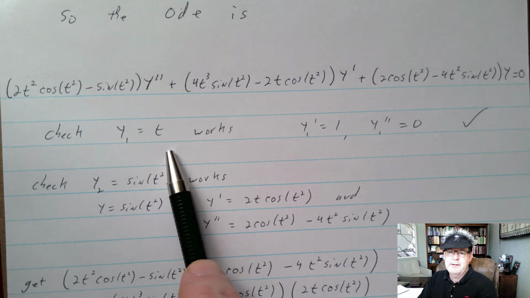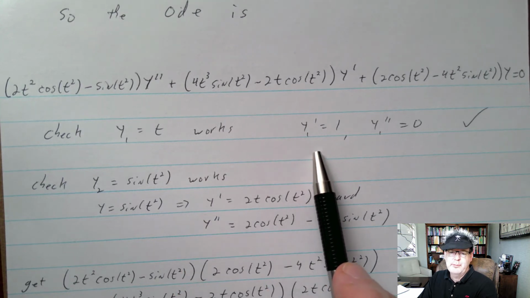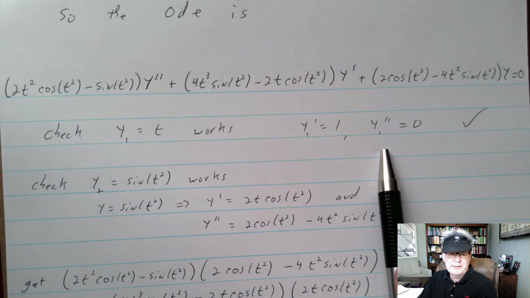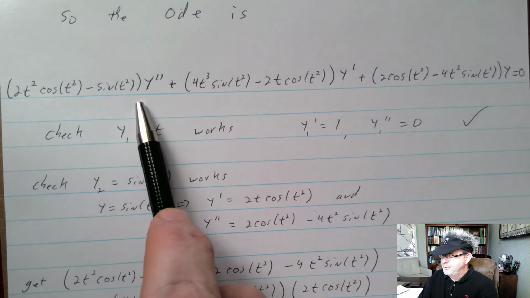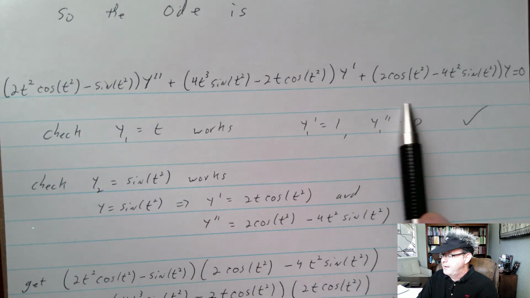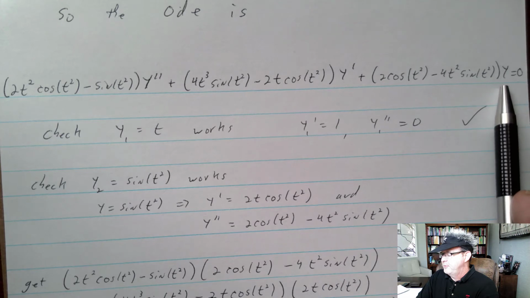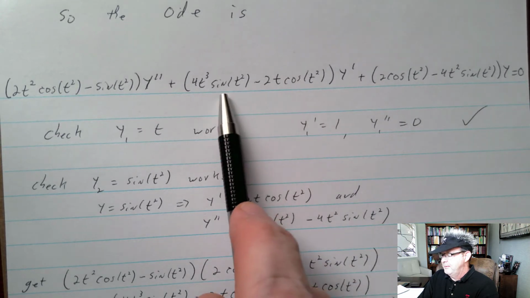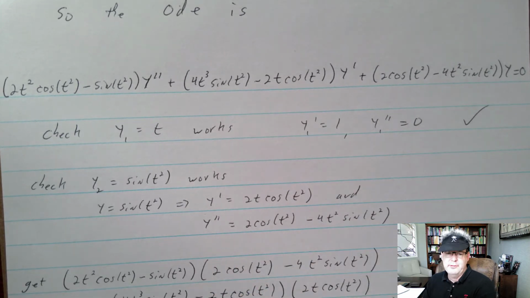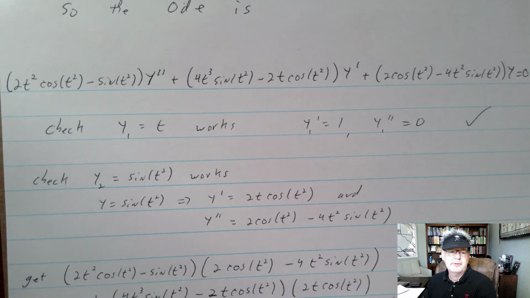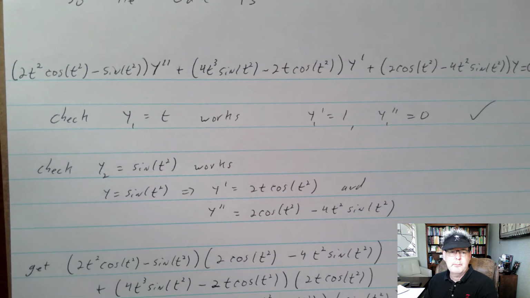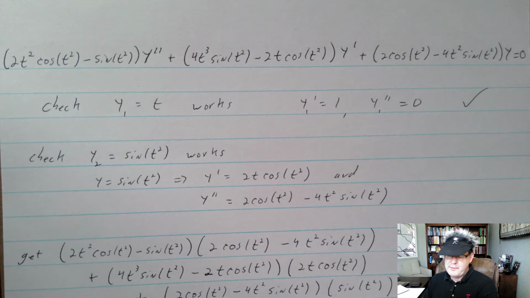If you want to check it, it wouldn't be too hard. Y1 prime is 1, y double prime is 0 as before. So then that term's gone. If I put a 1 here and a t here, then all you have to do is distribute that t, and you'll see everything cancels to give you 0. So that was easy and obvious. But are we sure the other solution works?